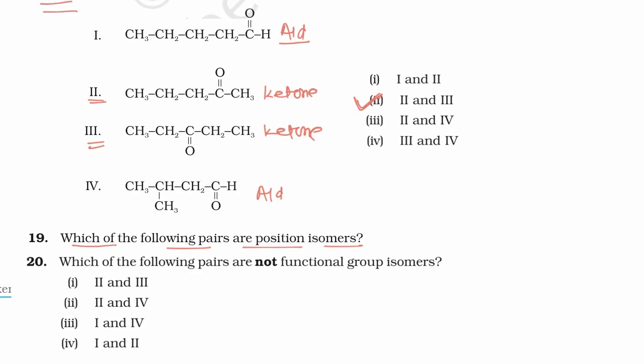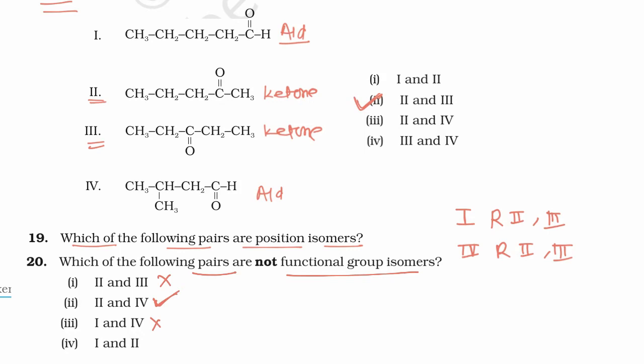In question number 20, we have to find which of the following pairs are not functional group isomers. So 1 in relation with 2 and 3 are functional isomers. Similarly, 4 in relation with 2 and 3 are functional isomers. If we consider 2 and 3, they are not functional isomers, rather they are position isomers. 2 is a ketone, 4 is an aldehyde, so they are functional isomers. 1 and 4 both are aldehydes, they have the same functional group, so they are not functional isomers.